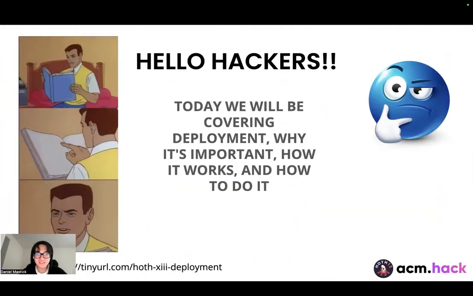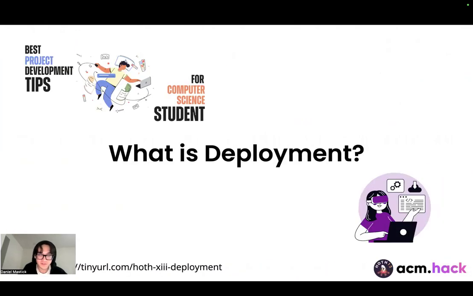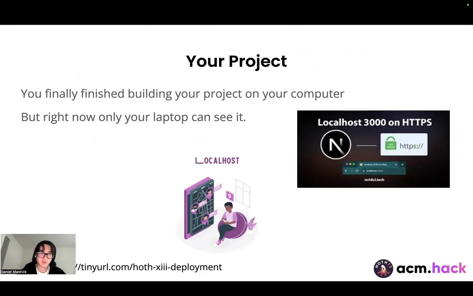So first, hello hackers. Today we're going to be covering deployment and why it's important and how it works. So first of all, what is deployment and why is it important? You should hopefully be finished with your project by now on your computer, but right now only your laptop will be able to see it. You should be running it on a local port, such as localhost 3000 or 5000, or sometimes 5700. But essentially, right now, only your computer is able to access it because you're running it locally and it's not accessible for other people on the internet.